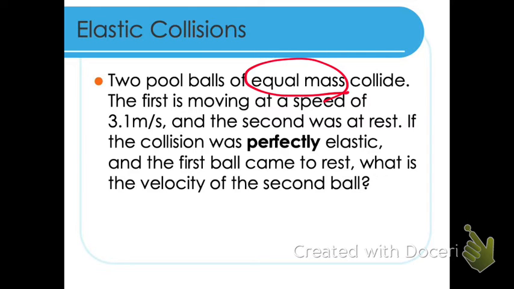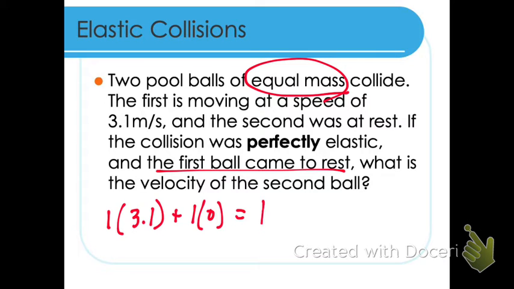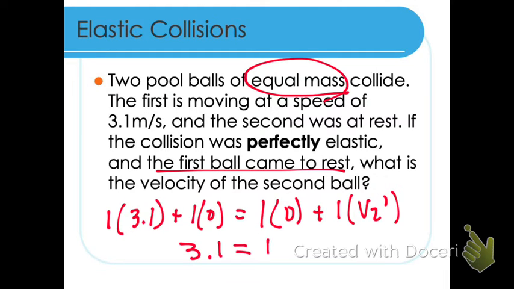So let's just say they have a mass of 1 kilogram to make it easy. The first object is moving at 3.1. The second one is at rest. It says the first ball comes to rest, so 1 times 0 plus 1 times 3.1. The second was at rest. We're trying to solve for V2 prime. We know they have equal mass, so we just picked a mass. That gives me 3.1 equals 1 times V2 prime. Okay, so I divide that by 1. That means V2 prime is equal to 3.1.